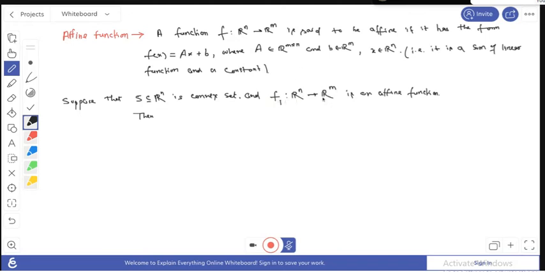We define a mapping F1, and that mapping is affine. The image is F1 of S. This is basically the image of the set S under the mapping or transformation F1, defined as the collection of all F1 of x such that x is an element of the set S.